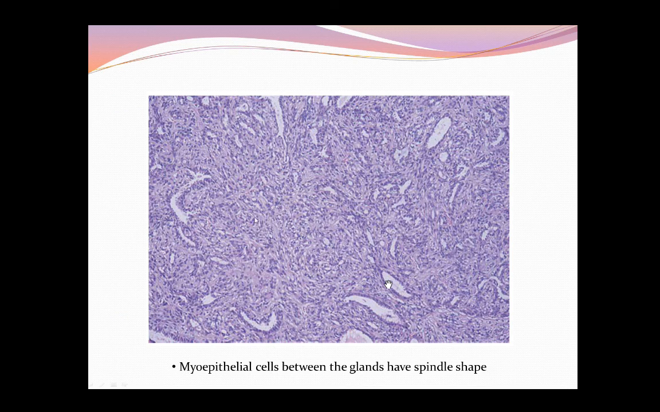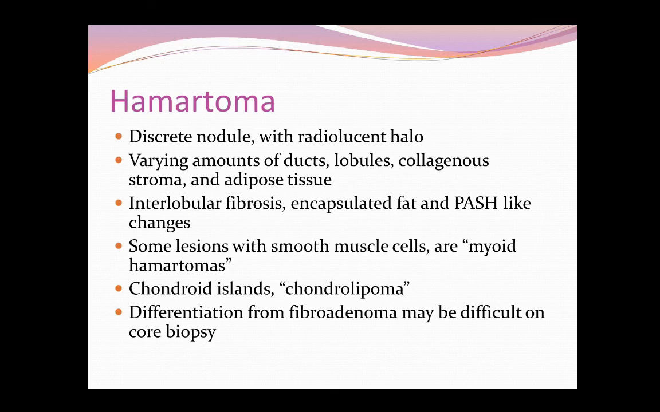This is the spindle cell variant. You can see the proliferation of spindle cells. These are all myoepithelial, and then these are scattered among the glandular component.